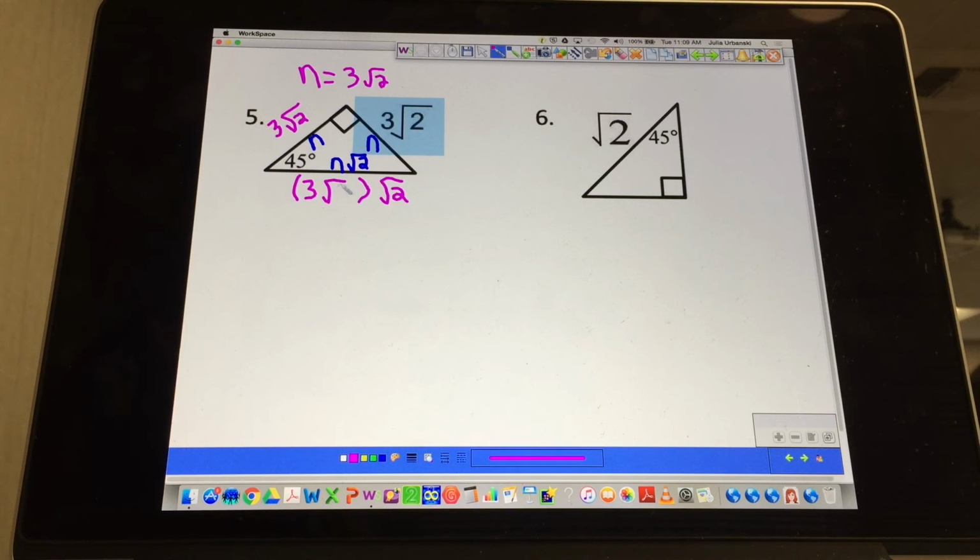So we have a 3 times radical 2 times radical 2. What does that come out to be? Radical 2 times radical 2 is just plain old 2. The square root of 4 is just 2. When they match each other, you get rid of the radicals. So the answer is 3 times 2, or just 6. So that's a weird one.